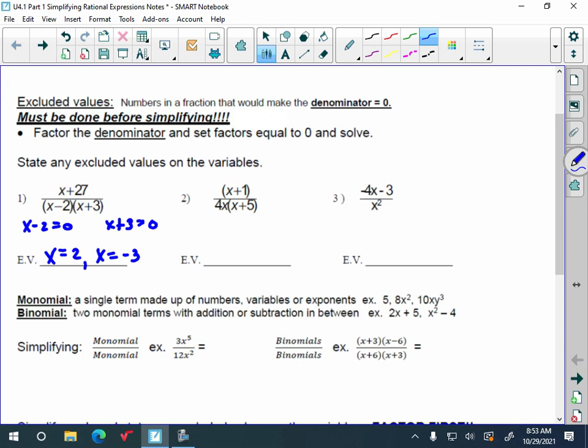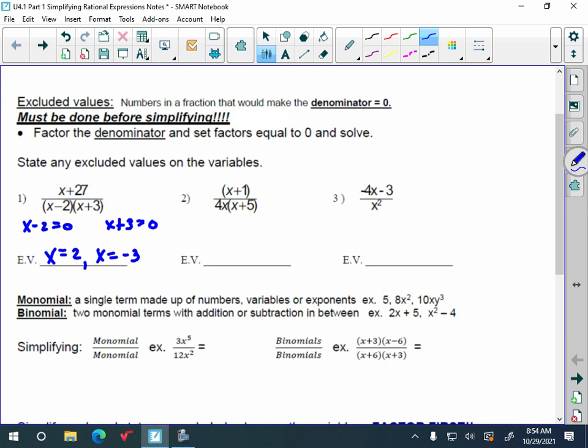If I take, let's say, 2, and I plug it in for x here and here, 2 minus 2 is 0. And then 2 plus 3 is 5, and 0 times 5 would get us 0 in the denominator, and you can't divide by 0. The same thing would work for negative 3. If I put negative 3 here and here, this would be 0 times negative 5, and that should still give me 0 in the denominator. We can't divide by 0. So these are the two values that would make this fraction have a denominator of 0, so we call those excluded values.